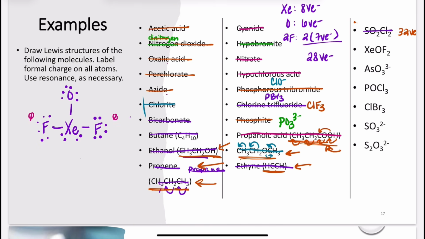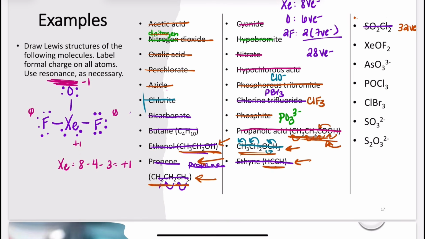If I look at formal charge now, my fluorines are 0. This oxygen is -1. My xenon, 8 valence electrons, 4 electrons in lone pairs and 3 bonds, has a +1 charge. I can minimize that by donating one of these pairs of electrons to form a double bond to the xenon. Xenon is able to do that because it can have an expanded octet because it's greater than the n=3 energy level.